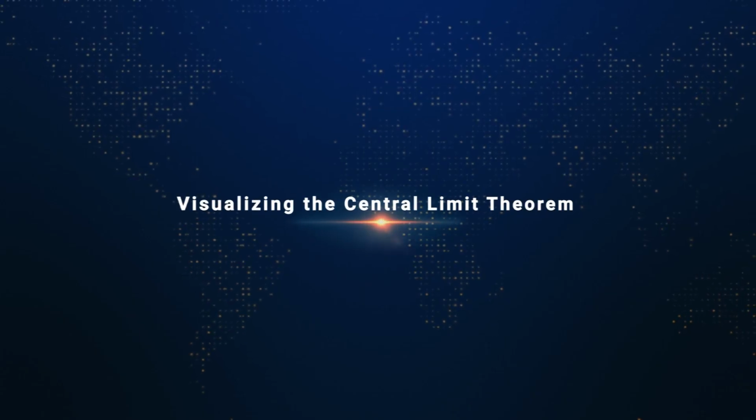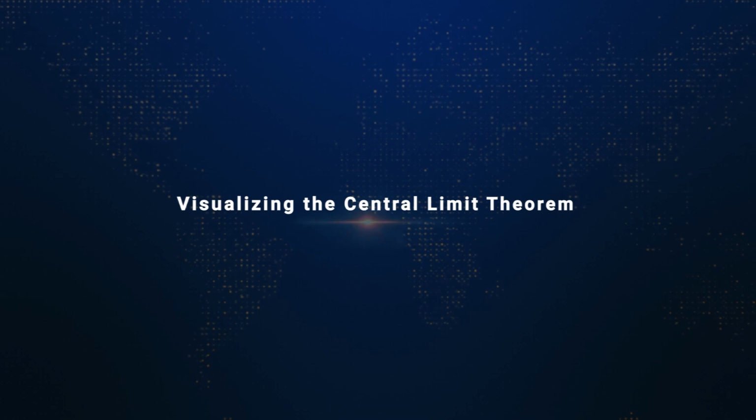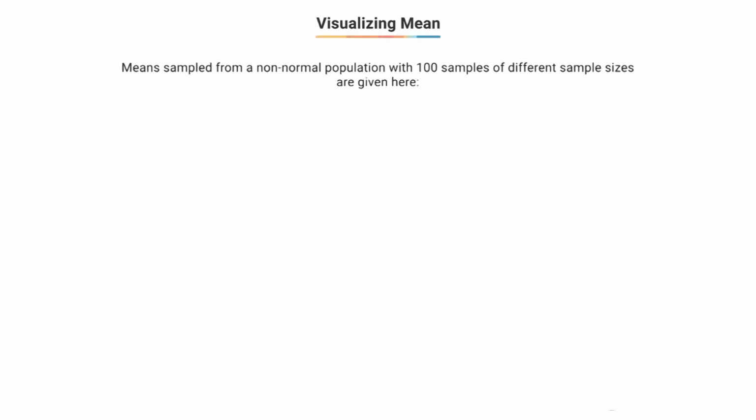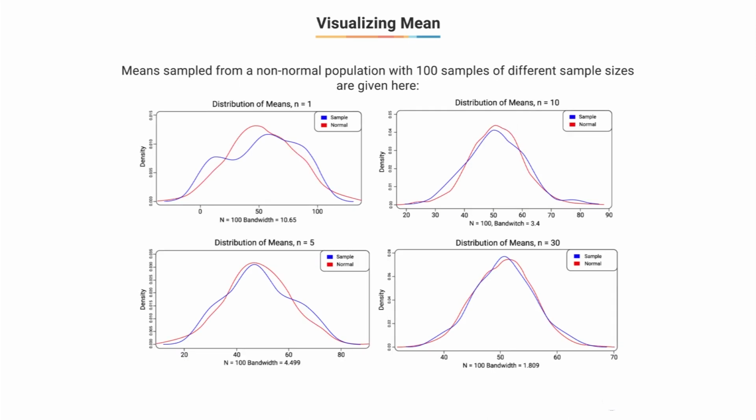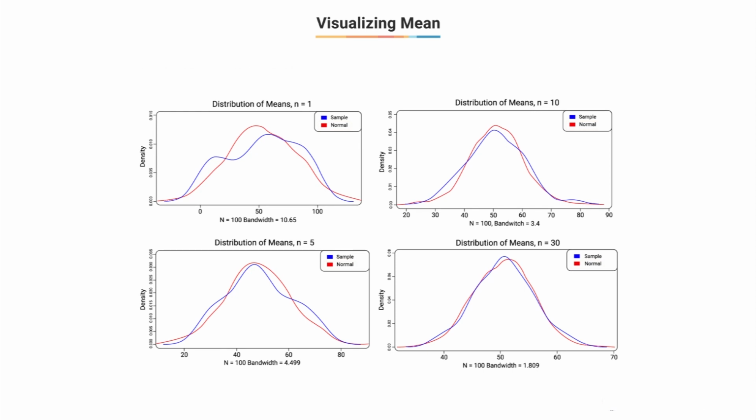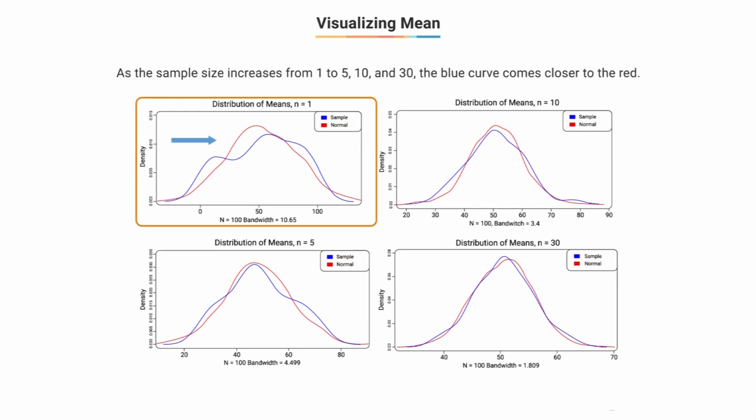To concretize your understanding of the central limit theorem, let's try and visualize it. We plot means sampled from a non-normal population with 100 samples for different sample sizes. The 4 plots corresponding to our 4 sample sizes are 1, 5, 10 and 30. Examine the 4 density plots for the sample that are colored in blue and compare with the normal density distribution in red here. We start with a sample size of 1. The resulting curve deviates a lot from the red curve. As we keep on increasing the sample size from 1 to 5, 10 and 30, the blue curve comes closer and closer to the red curve.